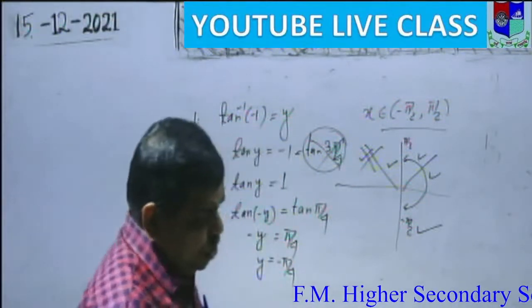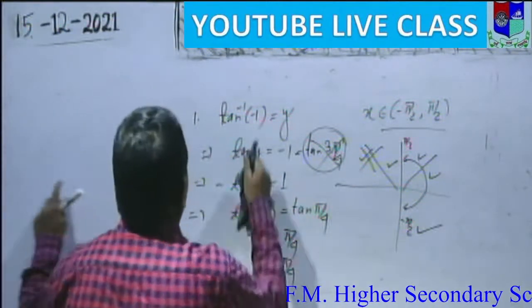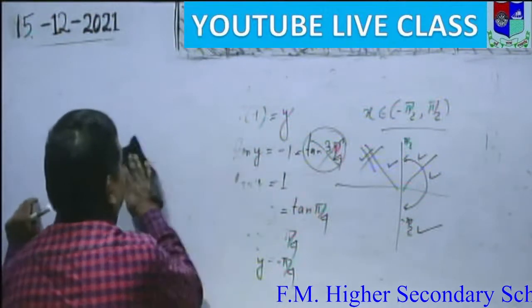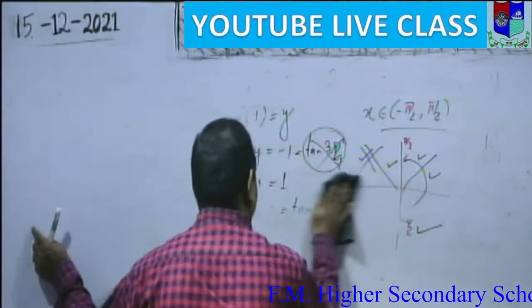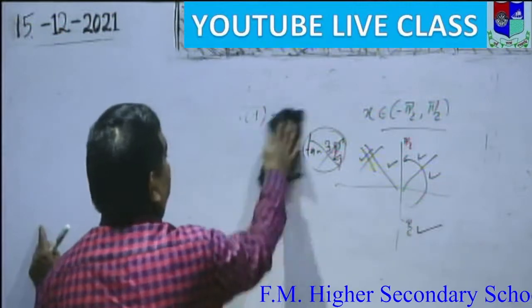Now convert a question to its simplest form. Sometimes it is coming, it is there in class 12.